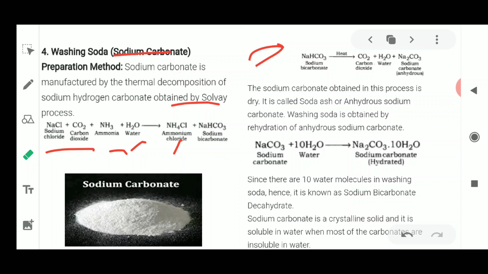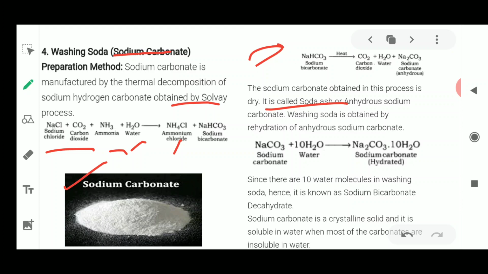It is also called soda ash. This is sodium carbonate, and it is obtained after the heating of sodium bicarbonate, which releases carbon dioxide and water, and makes sodium carbonate in anhydrous form. So the anhydrous form is also known as soda ash. I'll tell you about anhydrous and hydrated forms of the salt in the further class.